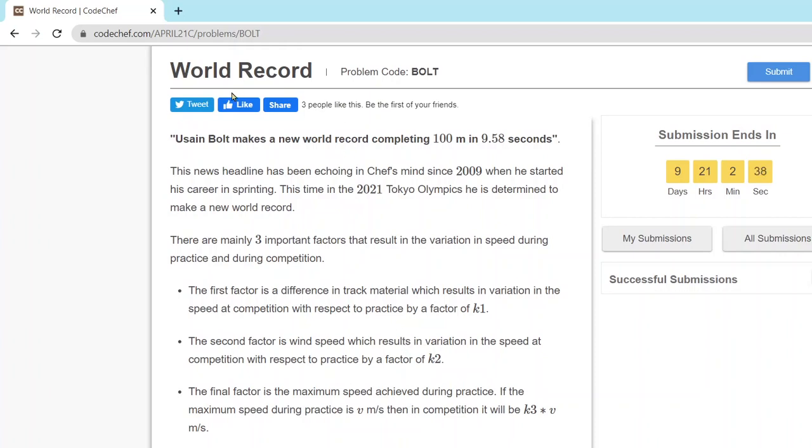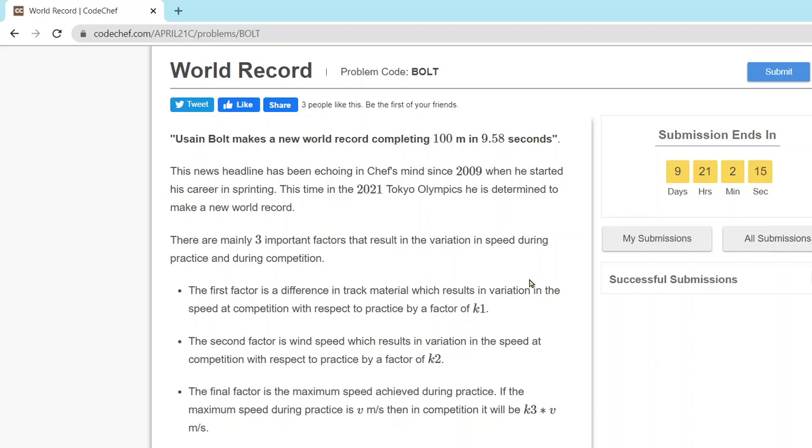Hello everyone, today we are going to solve the problem of April Long Challenge, World Record. In this problem, there is a chef who wants to break the world record created by Usain Bolt in sprinting. To break the world record, the chef has to complete the race in less than 9.58 seconds, which was the time taken by Usain Bolt.